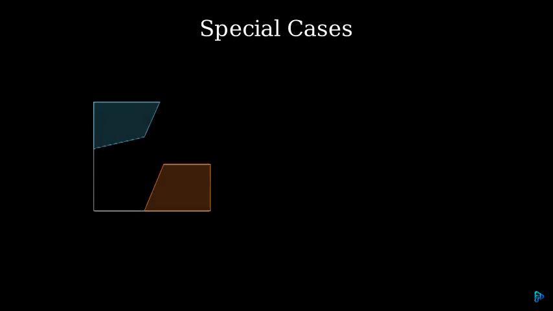But wait, math isn't always so perfectly behaved. Sometimes you might run into special cases. What if your constraints never overlap? This is called infeasibility. There is no solution because the rules are impossible to satisfy together.